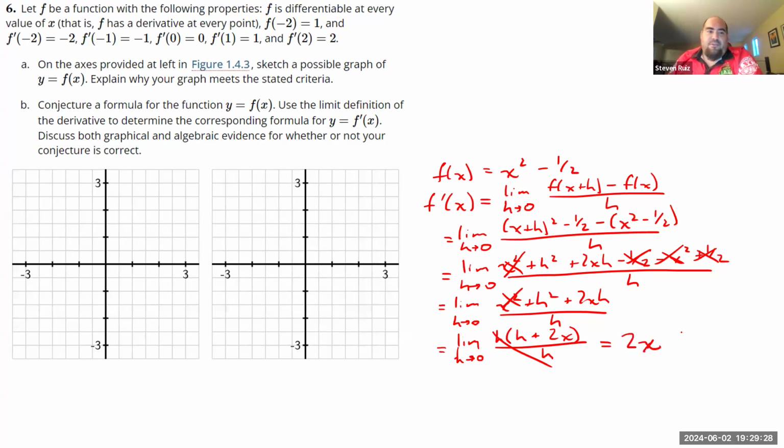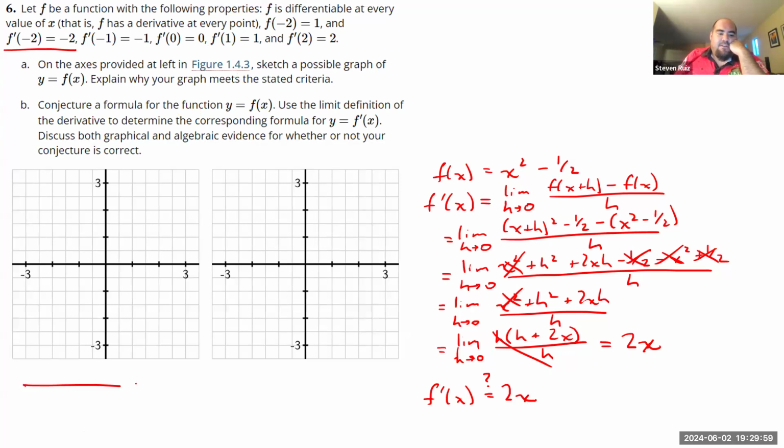So here's what we have: f prime of x equals 2x. Let me put a question mark here, because let's see if that actually matches the information we have. So we have f prime of x equals 2x. Does that fit any of our data? Well, we had said that f prime of -2 equals -2. For us, that would be -4. So not a good start, but let's keep looking.